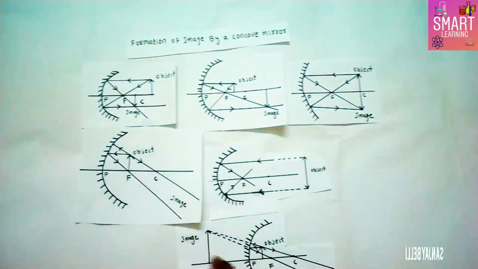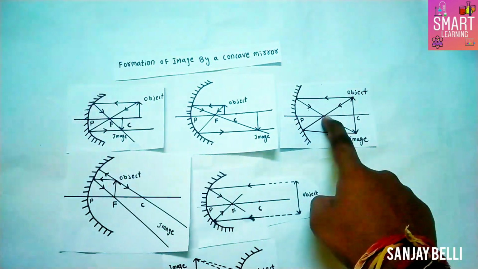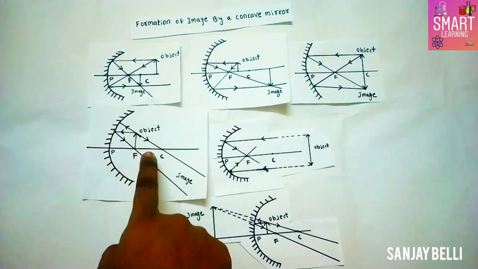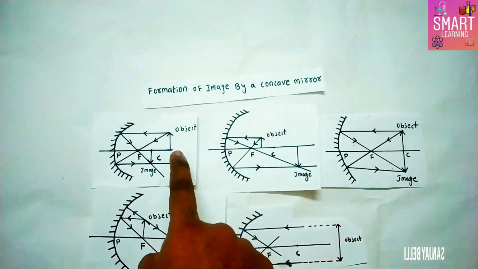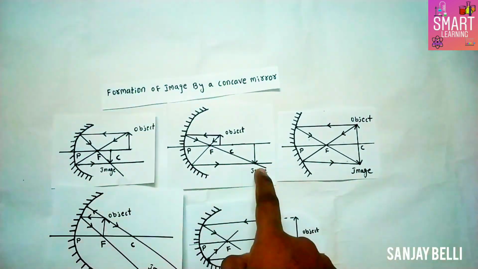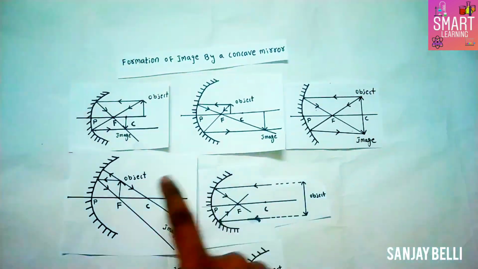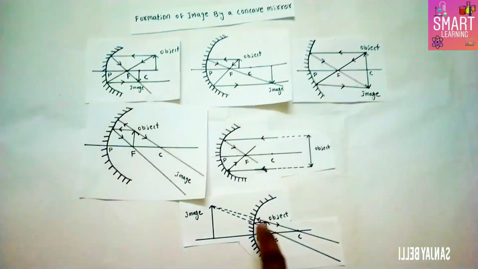These are the 6 ray diagrams. Here first and second, first and second, first and second. In these two cases you are using first and third. Here you are using only rule 1. Beyond C, between F and C. Between F and C, beyond C. On C, on C. F, infinity. Infinity, F. P and F, behind the mirror.